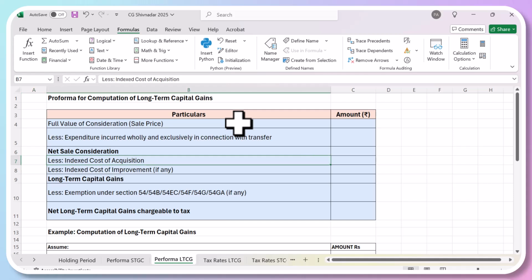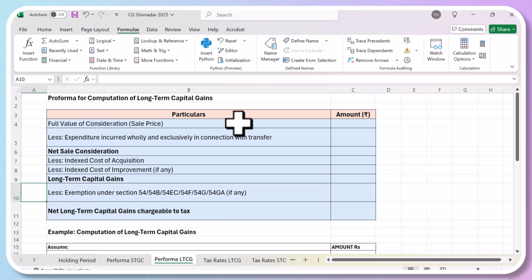Then your cost of acquisition, at what price you bought that building or whatever. So you have to do indexation. If you bought it, say, 10 years back, you get a benefit of indexation cost. So we'll understand that. Okay, then suppose you are selling a building, you bought a building and you constructed another floor on that. That's called cost of improvement. So that will come here. Then the long-term capital gain will be the net sale consideration minus this. Okay, fine, less, and then the ultimate will be net long-term capital gains.